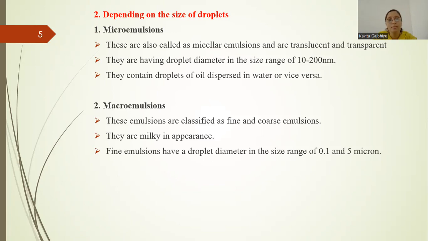Now, micro emulsions are nothing but micellar emulsions and they are translucent and transparent. So these are also called micellar emulsions, which are translucent and transparent in nature. They have droplet diameter in the range of 10 to 200 nanometer. They contain droplets of oil dispersed in water or water dispersed in oil. Means micro emulsion may be O by W emulsion, it may be W by O emulsion. But what is very important, the diameter of your droplet is between 10 to 200 nanometer. So diameter is in the nano scale. So therefore they are called micro.